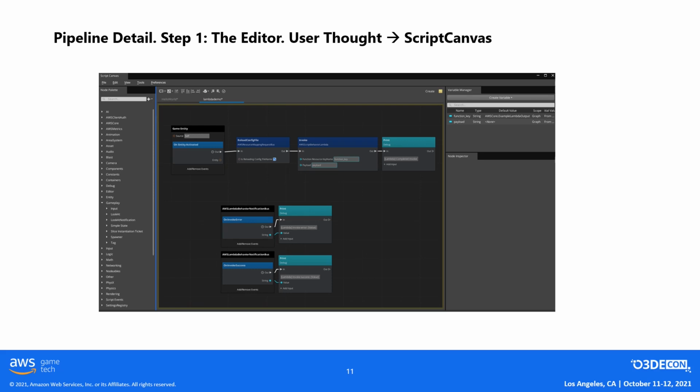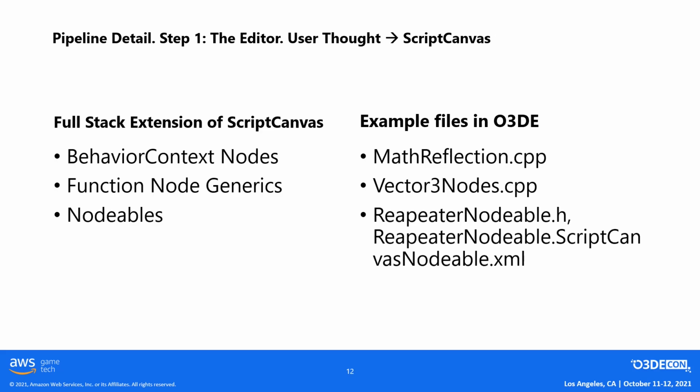There are three ways the developer can most quickly extend ScriptCanvas with full stack support without modifying ScriptCanvas system code at all. Firstly, by simply reflecting new methods to the behavior contexts. This reflection of the C++ runtime is reflected to all scripting contexts in O3DE and is automatically consumed by ScriptCanvas throughout the entire required pipeline.